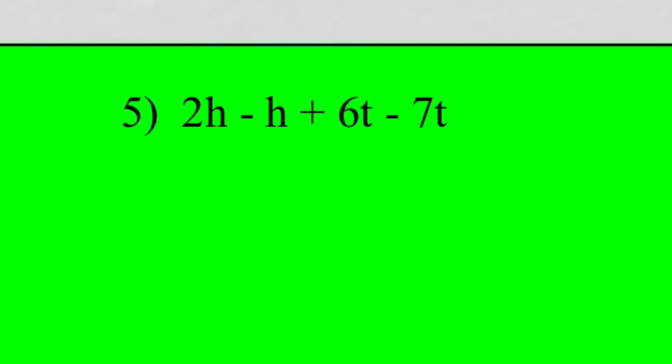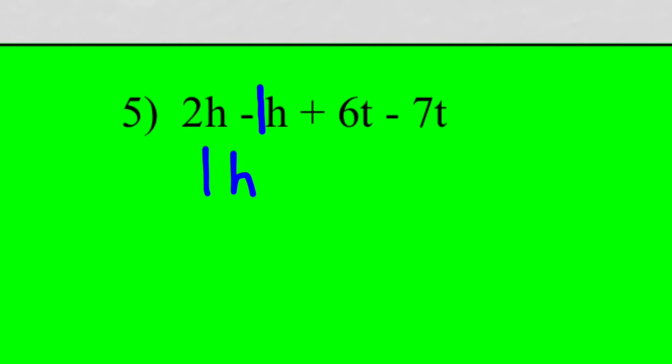Now, in number 5, I've got a 2h. I've got a negative, this is, remember, 1h. And I've got a positive 6t and a negative 7t. Now remember, the sign in front of the term goes with the term. So this is like positive 2h, negative 1h. You combine those, you have positive 1h, or just h.